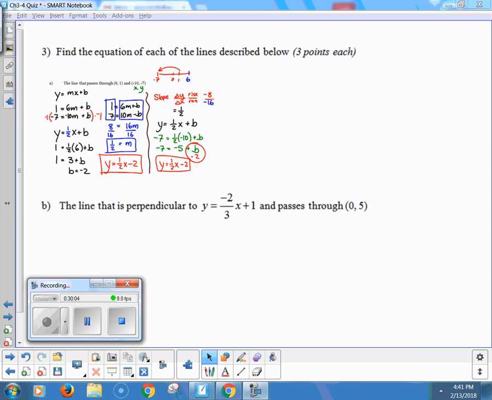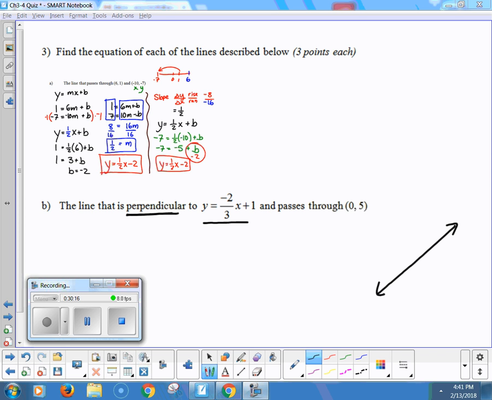Part B says find the equation of a line that is perpendicular to this line. Well, perpendicular lines definitely have different signs, because if one is heading uphill, the other's heading downhill, or if one is heading down, the other's heading up. And they have different slopes. And I'm hoping that at this point in your math career, you know that if one of them has a slope of negative 2/3, then the perpendicular line would have a reciprocal slope of positive 3/2.